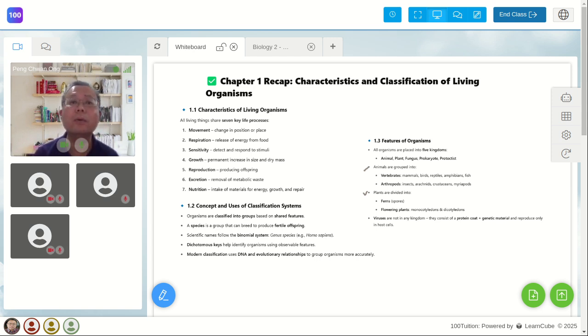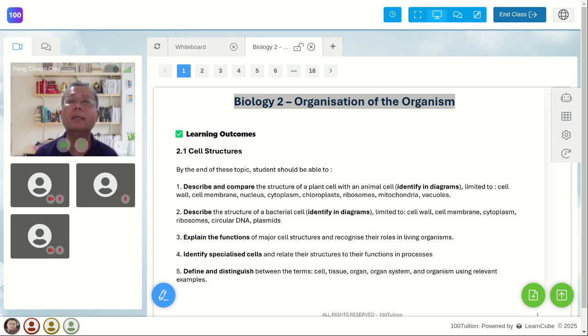So today in chapter 2, to understand the characteristics of organisms more deeply, we look into their cells. All living organisms are composed of cells, and cells are the basic units of life. The learning outcome for today has 2 parts: one is the cell structures, and the other is magnification.